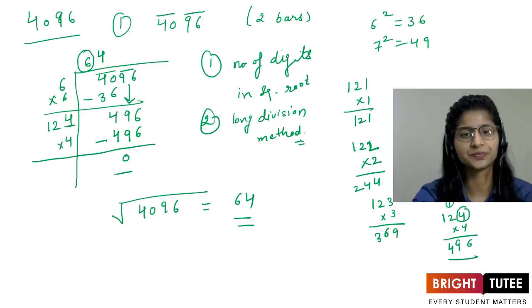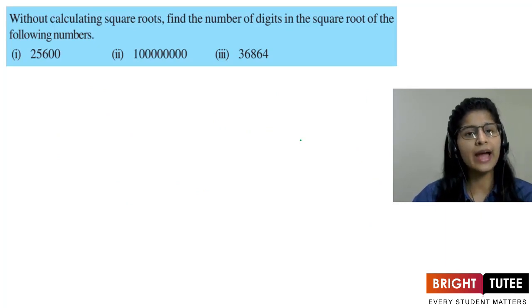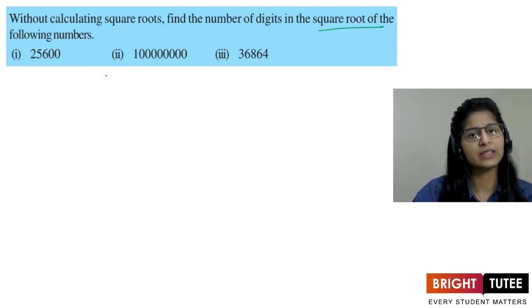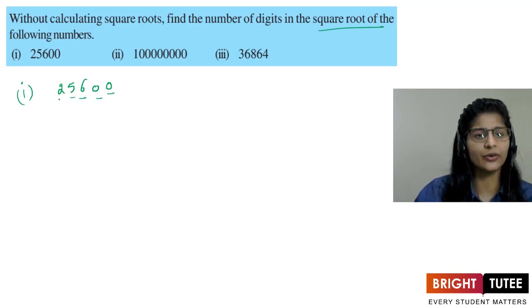Let's move ahead now. Here they are saying, without calculating square roots, find the number of digits in the square root of the following number, right? So how do we find? Either by placing the bars or by the formula. Let's try first with formula. 25600 is the number. How many digits? 1, 2, 3, 4, 5. It is even or odd? It is odd. So n is equal to 5.